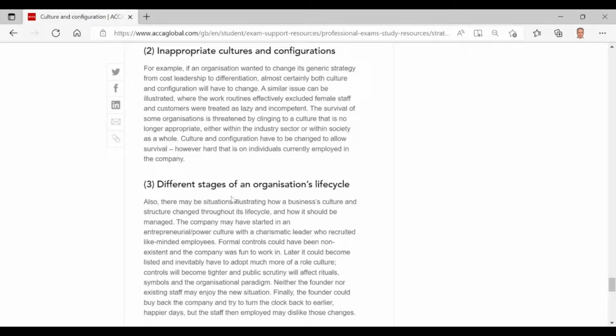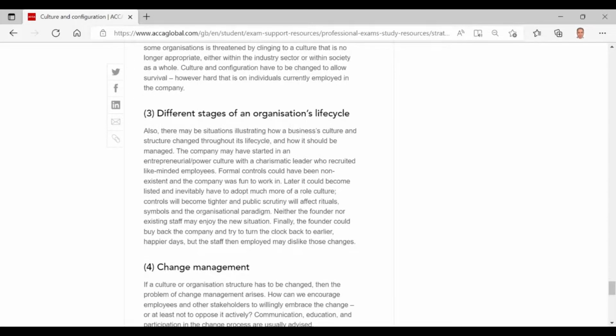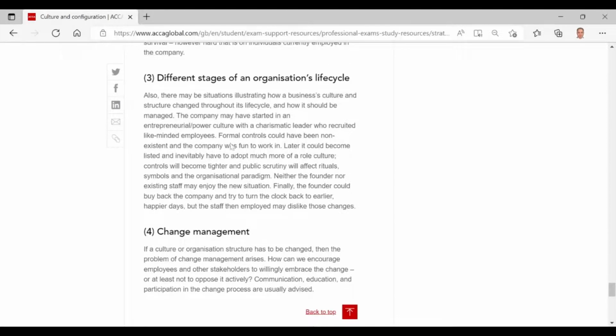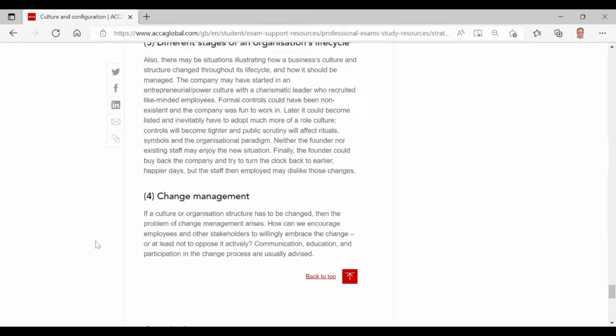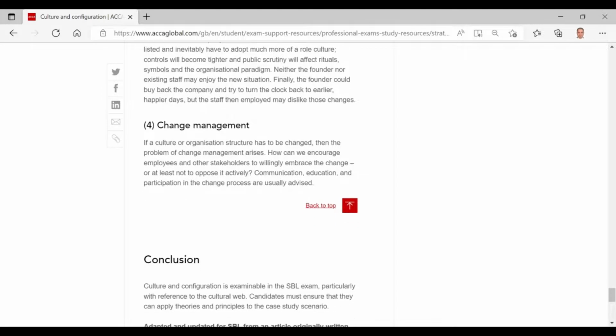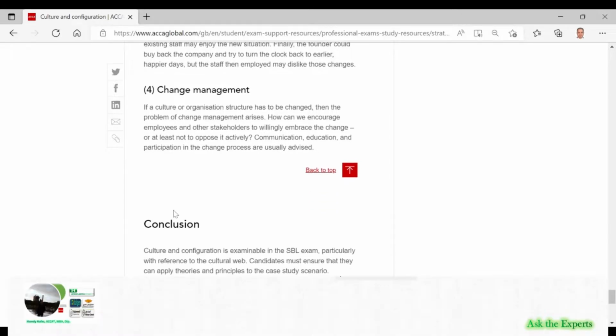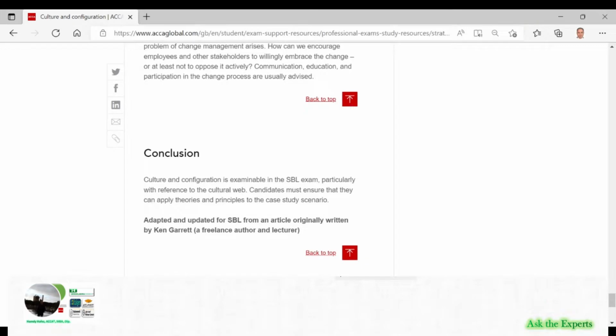Also, the situation about the different stages of an organization's life cycle. A company could start as an entrepreneurial or power culture, so formal controls could be non-existent. Later it could become a listed company, so controls will become tighter and public scrutiny will affect rituals, symbols, and the organizational paradigm. Finally, the change management. If a culture or organization structure has to be changed, then the problem of change management arises. Thanks to Mr. Ken Garrett who wrote this article.